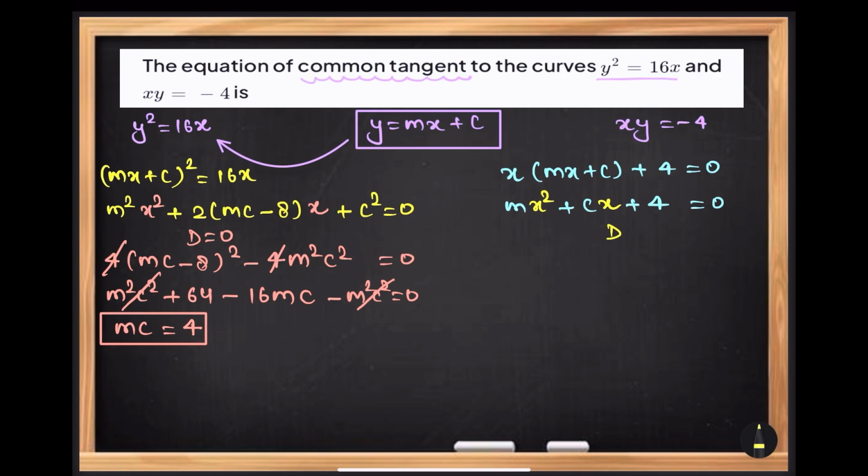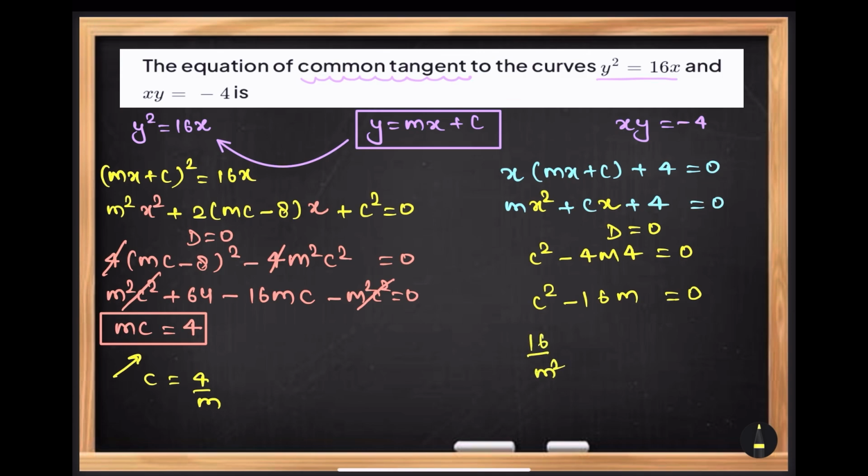Now can I put D = 0, because we are talking about tangents? So we will have equal roots, one touch. So b² - 4ac, correct? So we have c² - 16m = 0. Now can I find the value of c from here? The value of c will be 4/m. So it is 16/m² - 16m = 0. Can I divide both sides by 16? Can I divide both sides by m²?